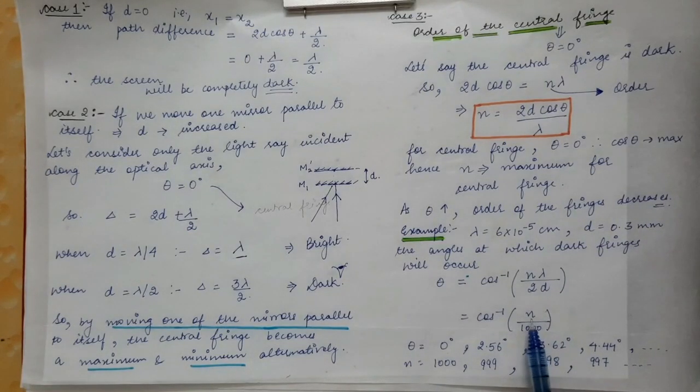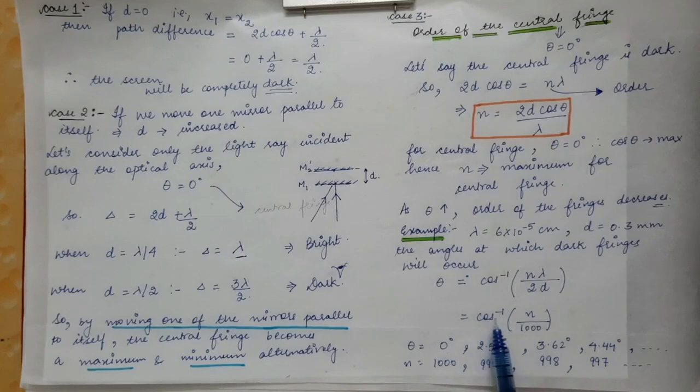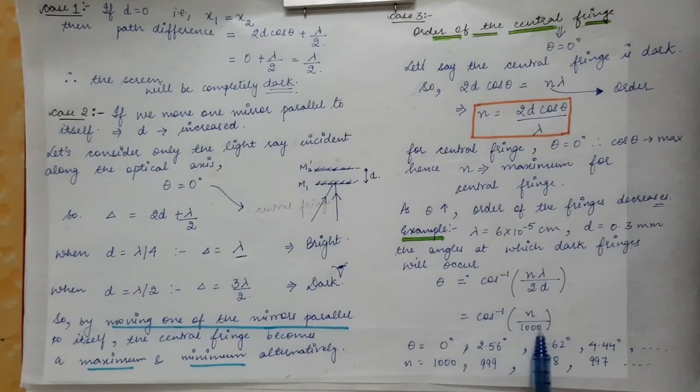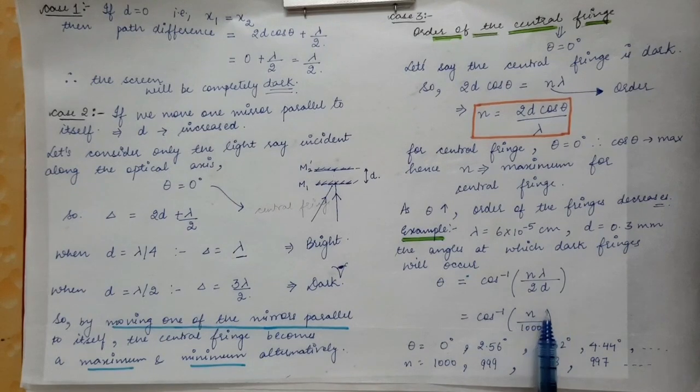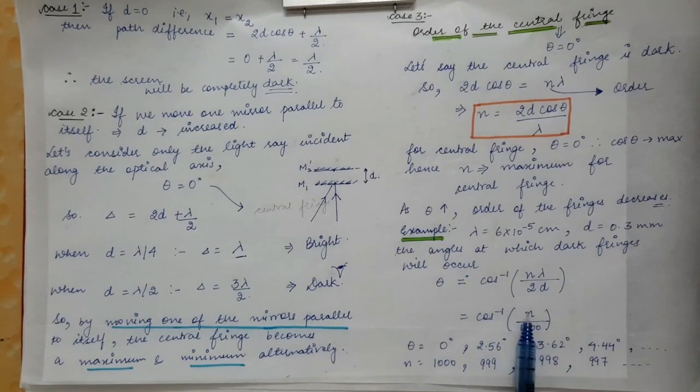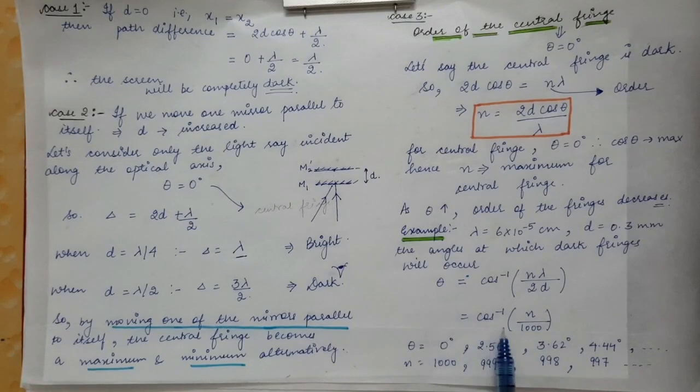Now when you put theta is equal to 0, first of all theta will be 0 when you do cos inverse of 1. So cos inverse of 1 is always 0. So theta is 0 when there is cos inverse of 1, and this whole fraction n divided by 1000 will be equal to 1 only when n is equal to 1000. So when you put n is equal to 1000, you will get cos inverse of 1 and you will get theta is equal to 0.